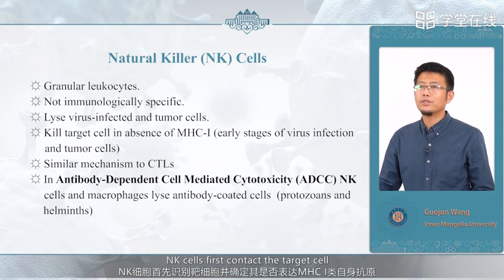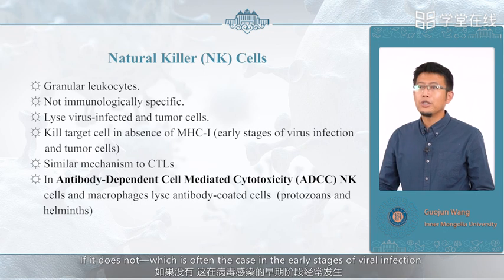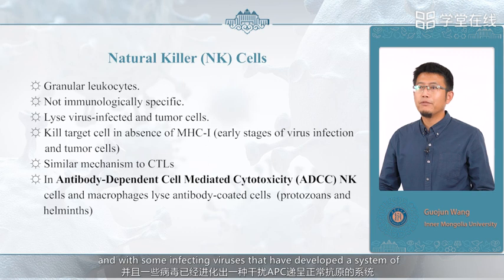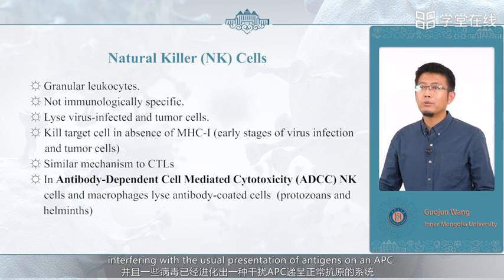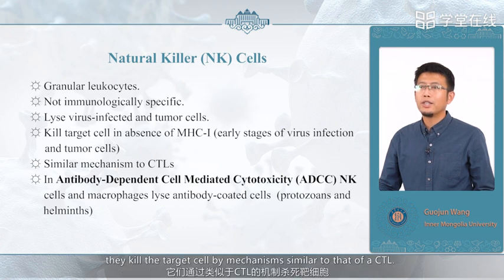NK cells first contact the target cells and determine whether it expresses MHC class I self-antigens. If it does not, which is often the case in the early stage of viral infection, and with some infecting viruses that have developed a system interfering with the usual presentation of antigen on an APC, they kill the target cell by mechanisms similar to that of the CTL.